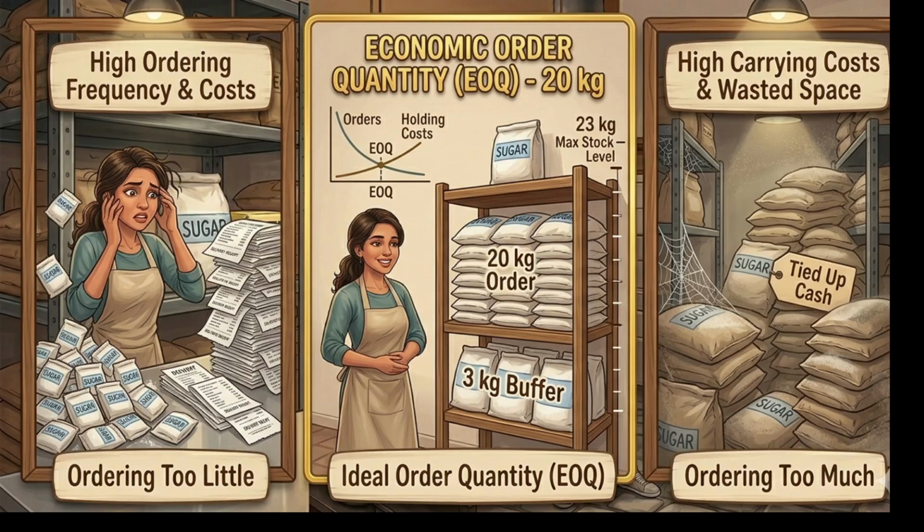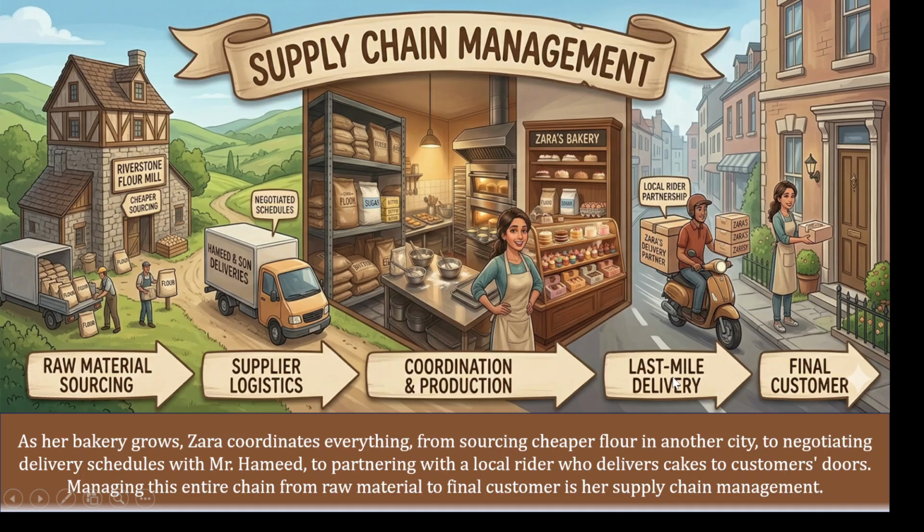So including the emergency buffer, she holds 23 kilograms, and that is the maximum stock level that she will ever hold. And that will not lead to high ordering frequency and costs, which was because of ordering too little, or high carrying costs and wasted space, which was because of ordering too much. All right, now moving on.